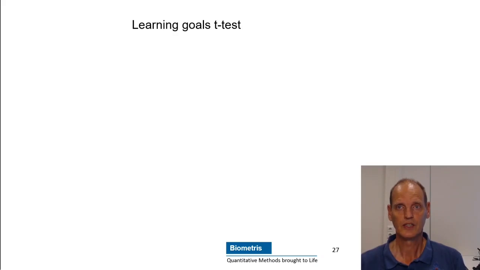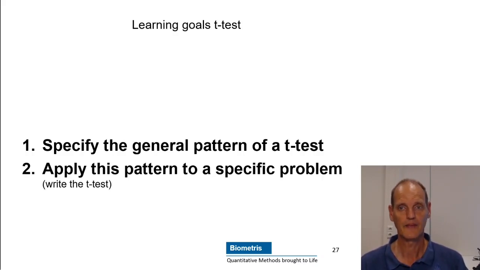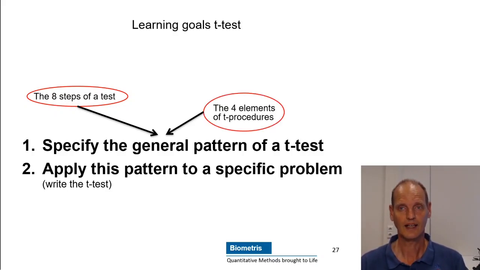The learning goals for the t-test. There are 2. One is to know how to specify the general pattern of a t-test, that is the first 3 steps, and then apply this pattern to a specific problem. In other words, know how to write the t-test. To know the general pattern of a t-test, you have to know the 8 steps of a test in general, and secondly, the 4 elements of t-procedures.